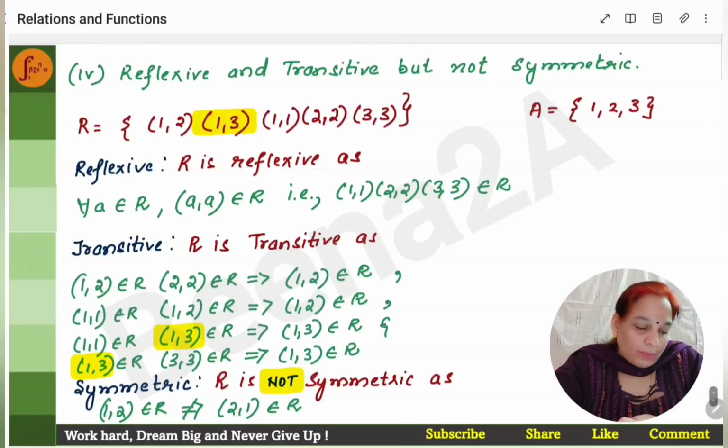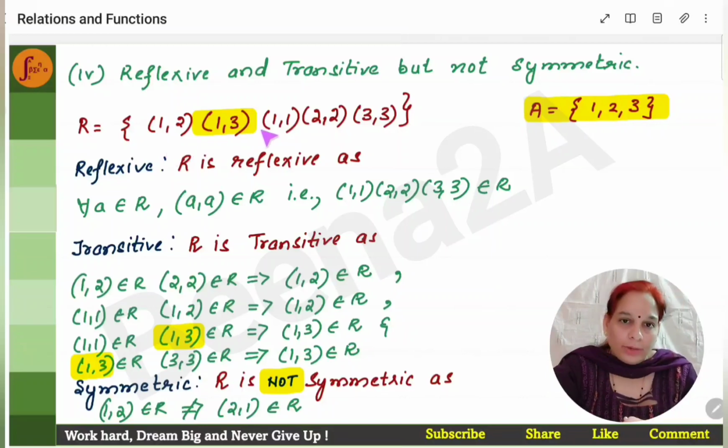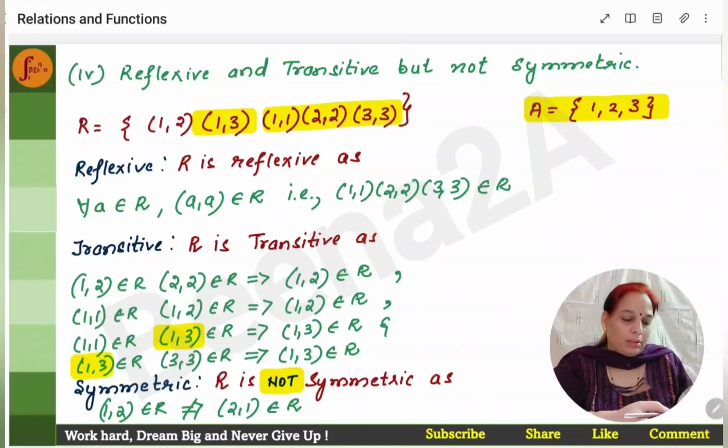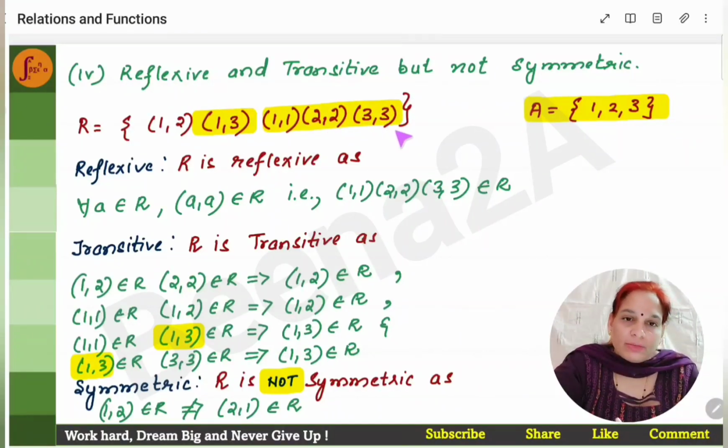Now let's look at the next one. Here we have to give an example of a relation where relation is reflexive and transitive, but not symmetric. The relation should be reflexive. So straightforward. If it has to be reflexive, we have taken the same set A is equal to 1, 2, 3. So for it to be reflexive, you should have ordered pairs with same elements like 1, 1, 2, 2, 3, 3. Right? So this satisfies the reflexive condition.